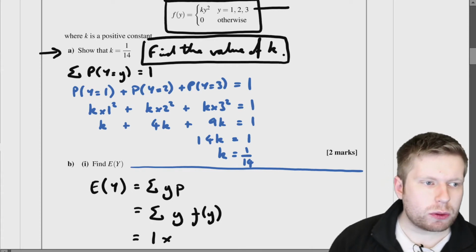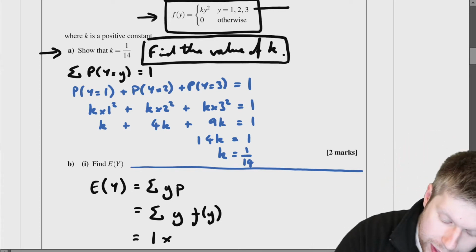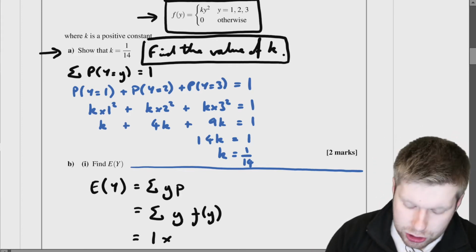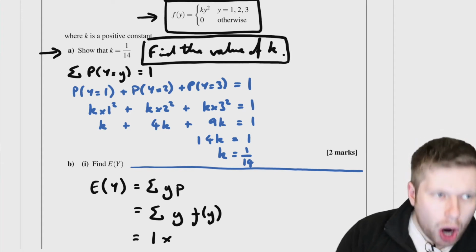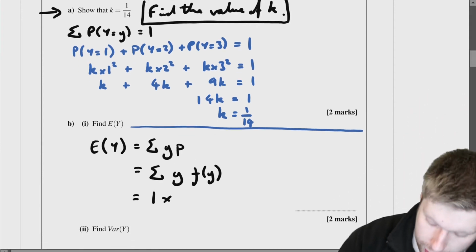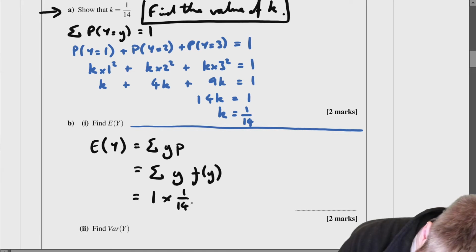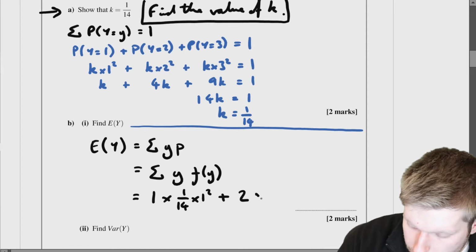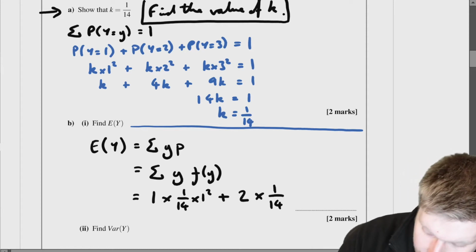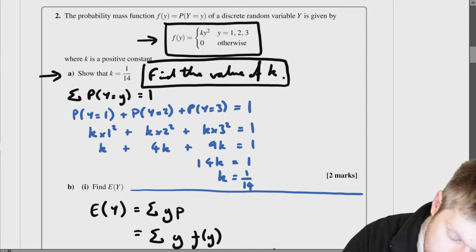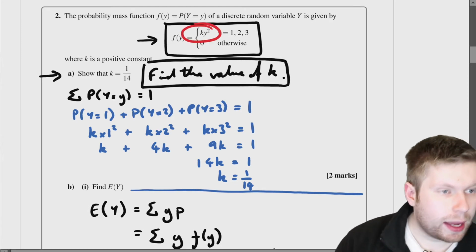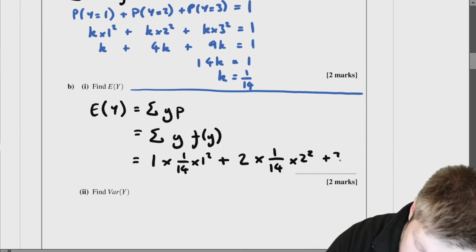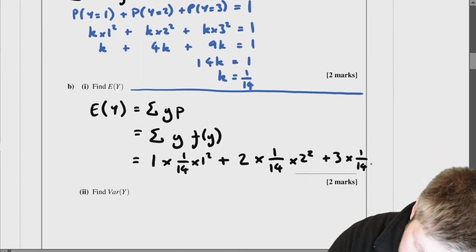So okay, we know that k equals 1/14, so I need to stick it into my probability formula to find out what the probability is when y equals 1. Well, that's nice and easy. It's just going to be k, which is 1/14, times by 1 squared. Then I need to add that to my next value of y, which is 2, times by k, which is 1/14, times by 2 squared. So I'm literally just sticking values of y into this particular formula up here. Then the last value of y which I can take is 3. So therefore I'm going to add that to 3 times by 1/14, so k, times by 3 squared.